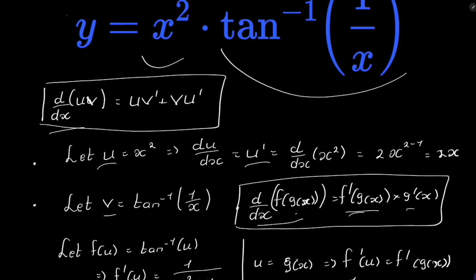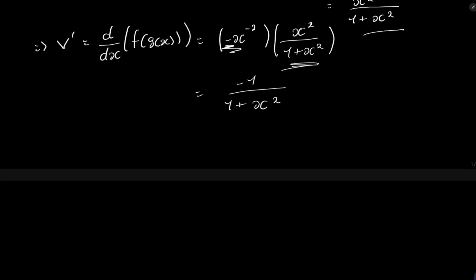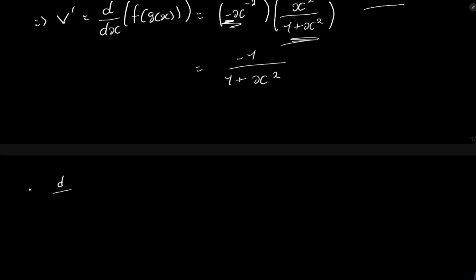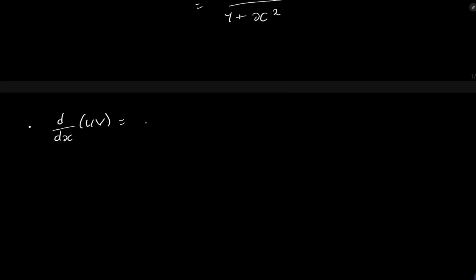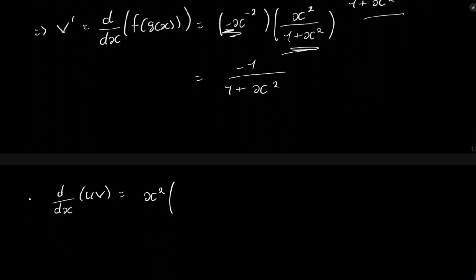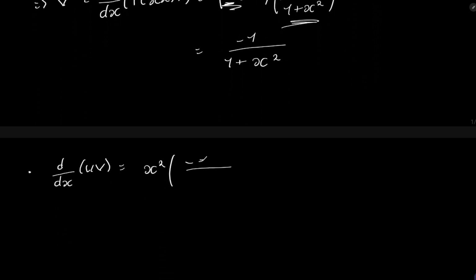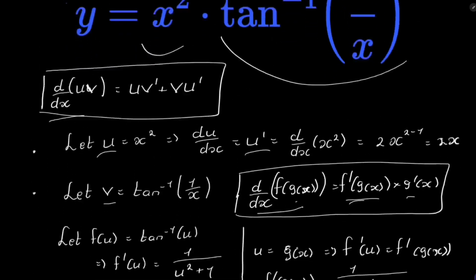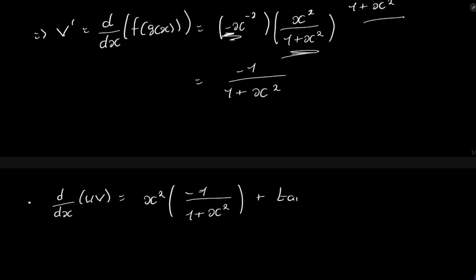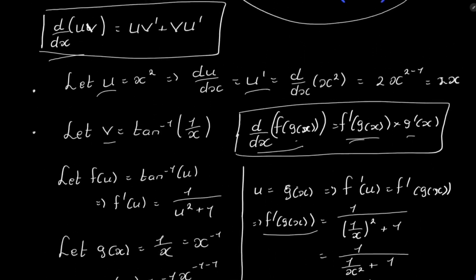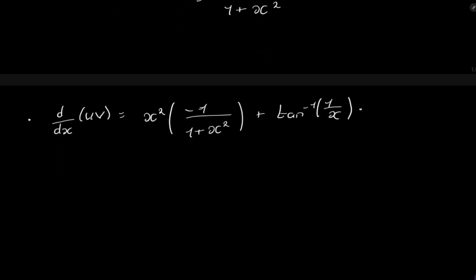We can then calculate d on dx of uv. So d on dx of uv is equal to u dv plus v du. What is our u first of all? Our u is the function x squared. What is our dv? Our dv is the function we recently calculated, negative 1 on 1 plus x squared. So what is our v? Our v is the function tan inverse of 1 on x, times, that's v du. And what's our du? Our du is the function 2x.